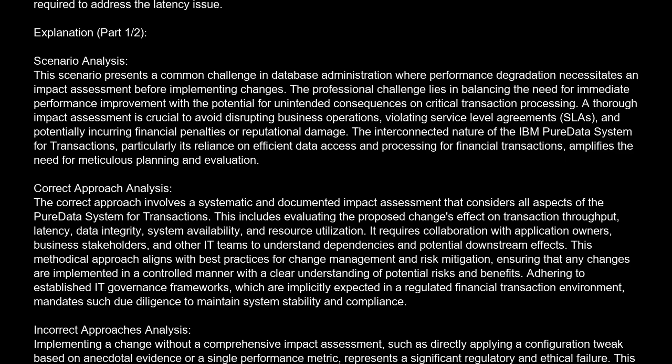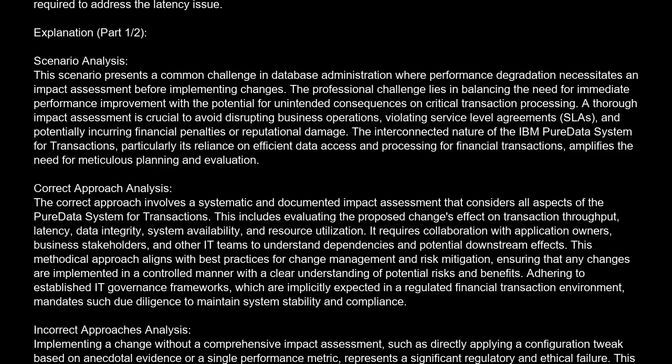Correct approach analysis. The correct approach involves a systematic and documented impact assessment that considers all aspects of the PureData system for transactions. This includes evaluating the proposed changes' effect on transaction throughput, latency, data integrity, system availability, and resource utilization. It requires collaboration with application owners, business stakeholders, and other IT teams to understand dependencies and potential downstream effects. This methodical approach aligns with best practices for change management and risk mitigation, ensuring that any changes are implemented in a controlled manner with a clear understanding of potential risks and benefits.